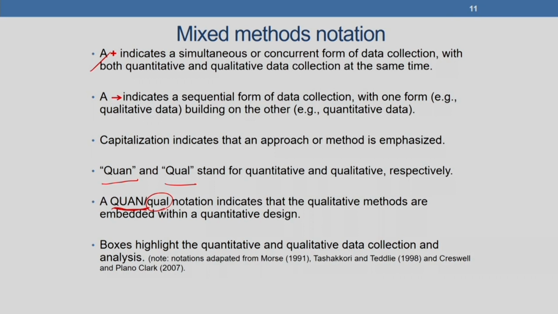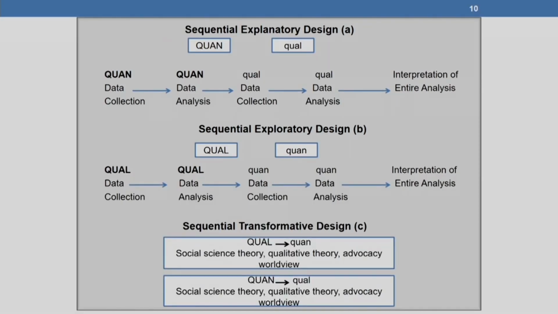Boxes highlight the quantitative and qualitative data collection and analysis, and these notations have been adapted from various scholars such as Morse, Tashakkori and Teddlie, Creswell and Plano Clark, and so on. So, with these notations in mind, let us look at the first set of visual models. There are 3 models here: a sequential explanatory design, a sequential exploratory design, and a sequential transformative design.